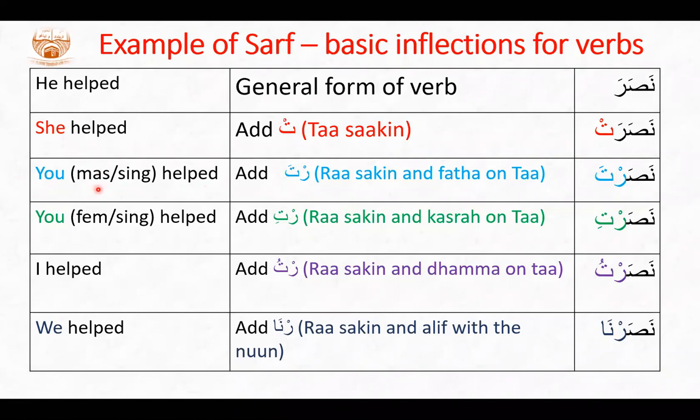And your friend is masculine. You helped. Nasarta. So if we have, for instance, a verb like fataha, from this word you have fatiha, which is opening. We say fataha, fatahat, she opened, fatahta, you, one man, opened. We have here you feminine. How do we form this? Instead of a fatha, we use kasra. So with the same word, if we say fatahti, it would mean you, one woman, opened.